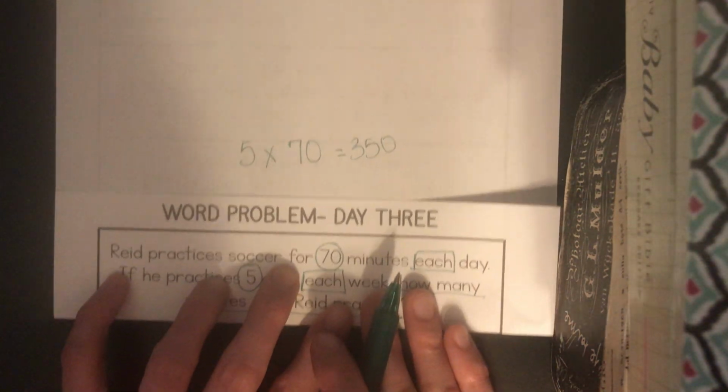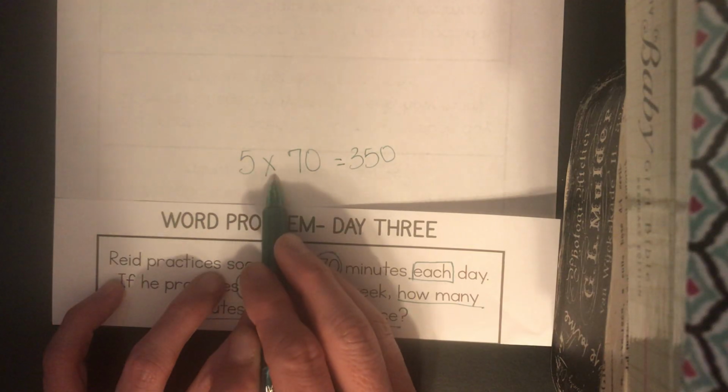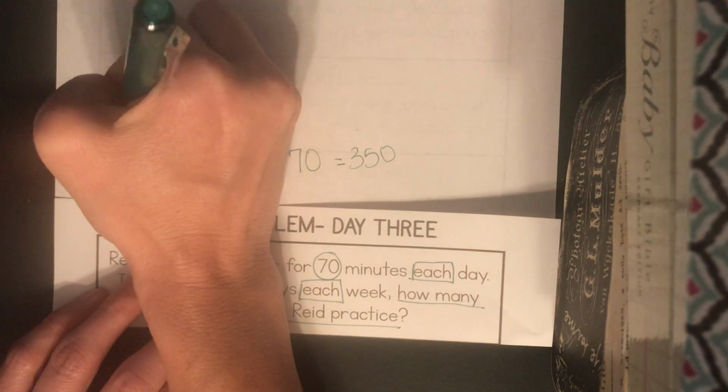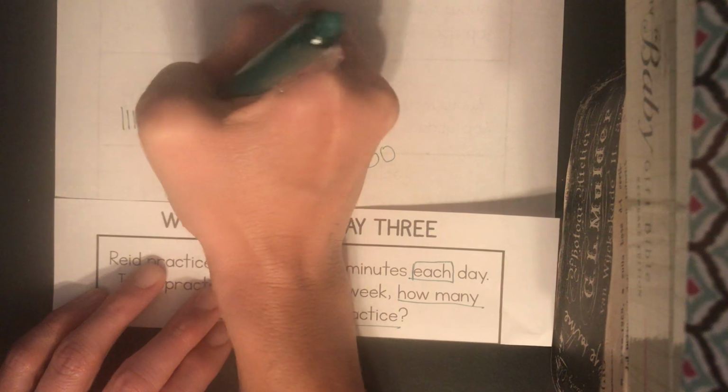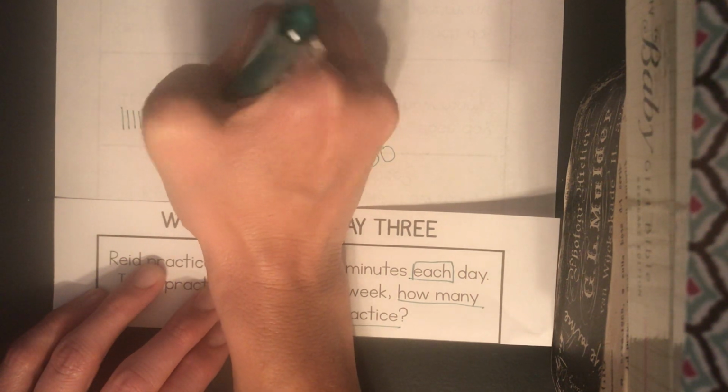I'm going to try the other strategy that we've learned. Draw 5 groups of 70. 10, 20, 30, 40, 50, 60, 70.